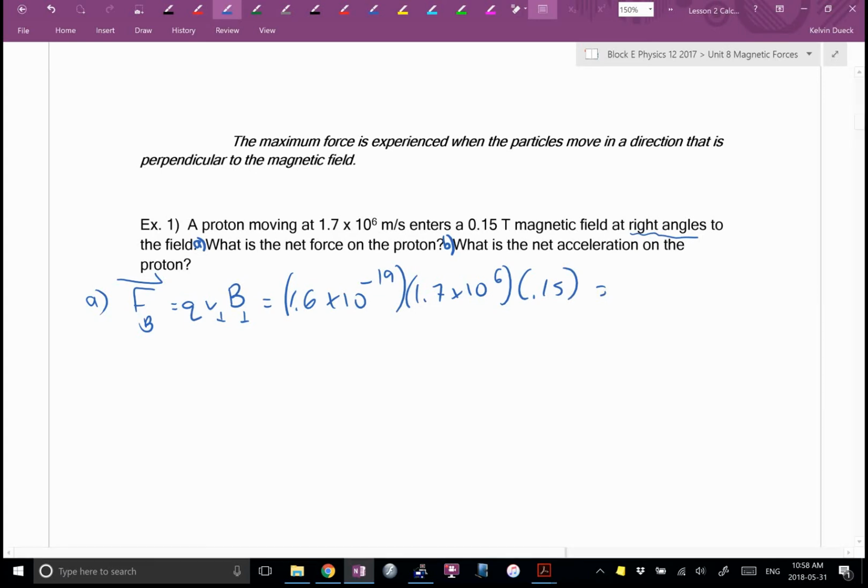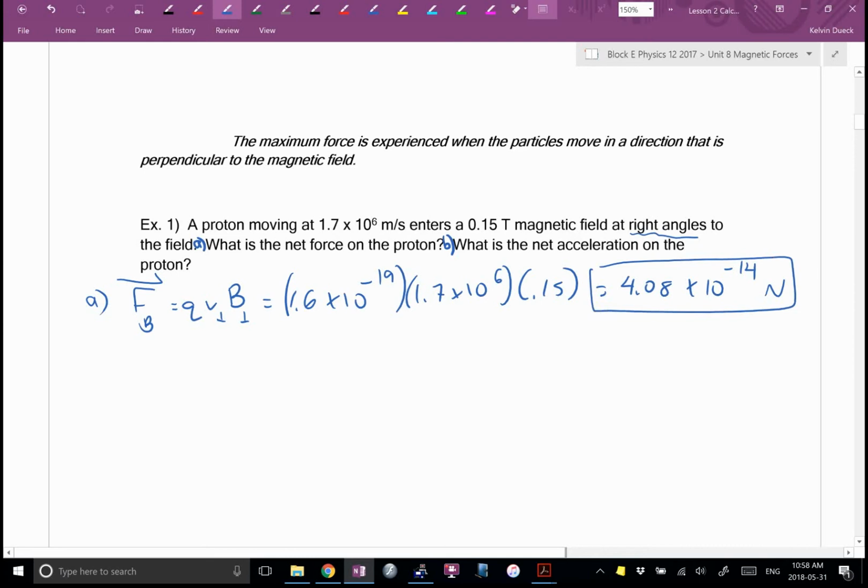Connor. 4.08 times 10 to the negative 14. Rounded off properly? 4.08. That's right. Times 10 to the negative what? 14. And that's newtons. It's a force. Is that big?